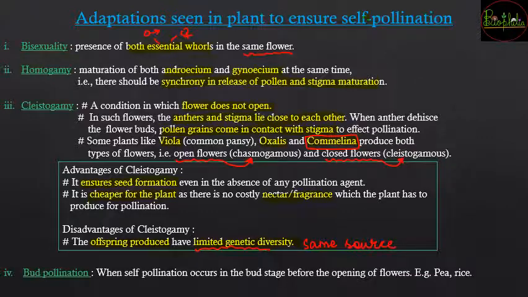Now let's see the fourth condition, that is bud pollination. Bud pollination is again a similar type of cleistogamy wherein the flowers do not open, they remain in the bud stage and pollination occurs before the opening of the flowers. So examples can be pea and rice wherein bud pollination can be seen.